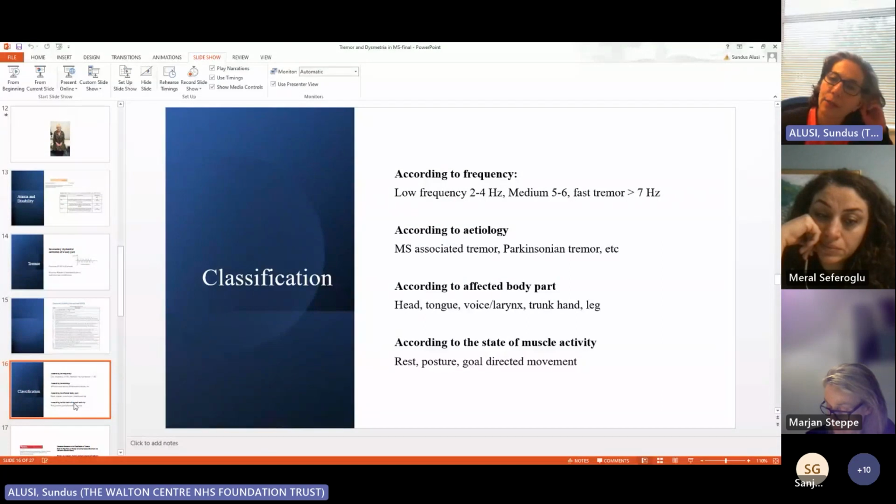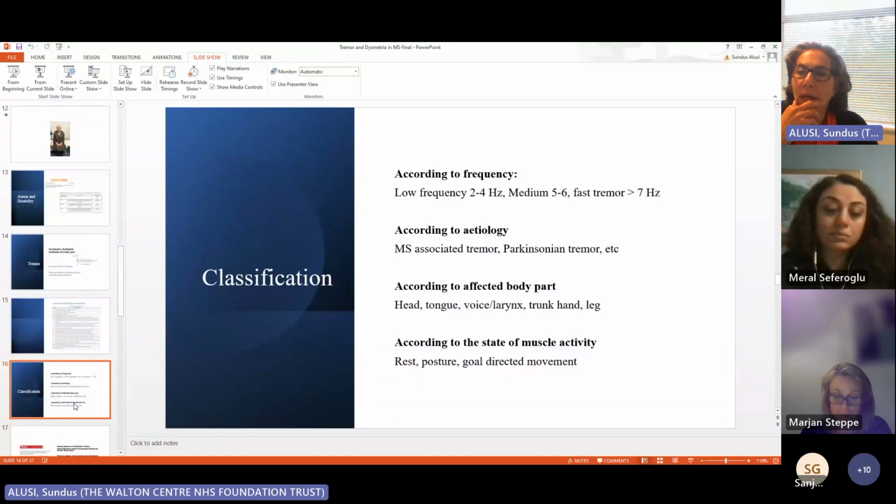Now, how do you classify tremor? You could classify tremor according to its frequency. In MS, it's very common to get a low frequency tremor. Medium frequency would be something like Parkinson's disease, about 5 Hertz, and then fast tremors are things like essential tremor, particularly in the young. You could also classify tremor according to etiology. So you say this is MS-associated tremor, this is Parkinson's tremor, etc.